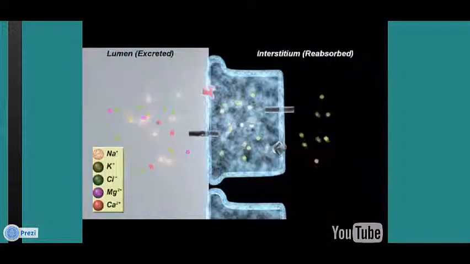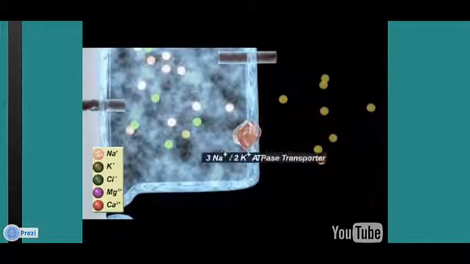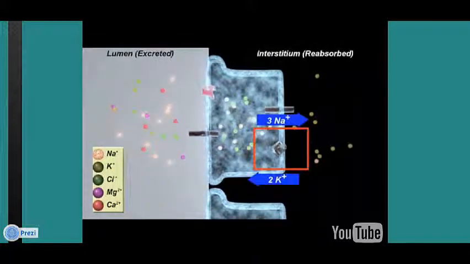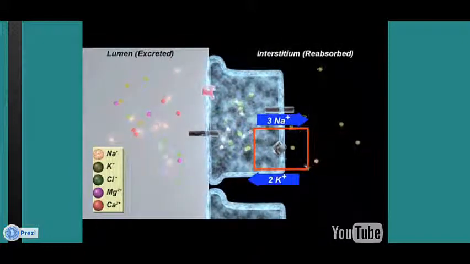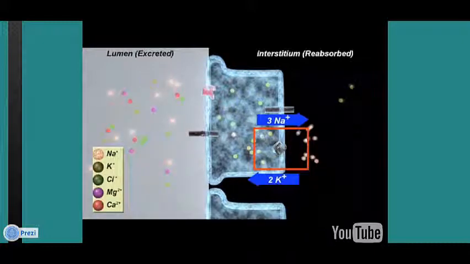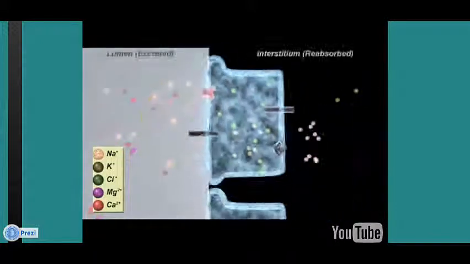This image shows the single-cell layer making up the wall of the ascending limb of the nephron. This sodium reabsorption is driven by the sodium-potassium ATPase transporter on the antiluminal membrane. For every 3 sodium ions moving out of the cell to the interstitium, 2 potassium ions move from the interstitium to the inside of the cell. This causes a deficit of sodium within the cell. This deficit is made up by the sodium-potassium-chloride transporter on the luminal membrane of the cell.